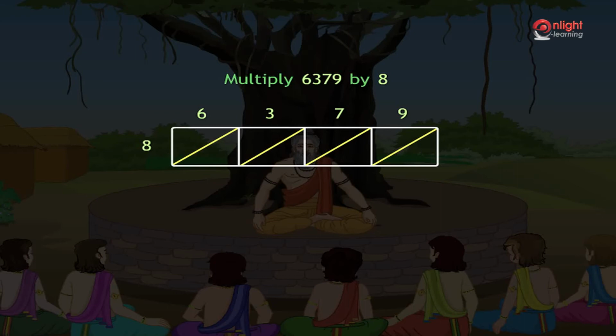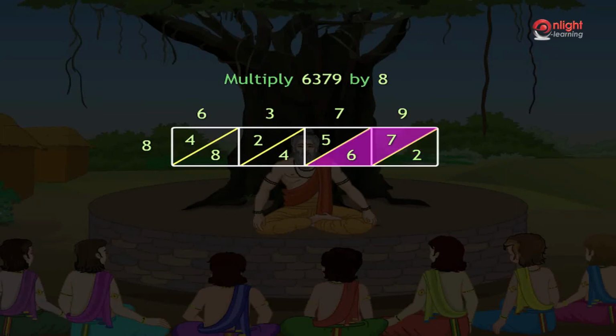Now we multiply 6 and 8 and write 48 in the first box. Now multiplying 3 and 8 we get 24. Write this in the second box. Now we multiply 7 and 8 and write 56 in third box. Similarly, multiplying 9 and 8 we get 72 and write it in the last box.